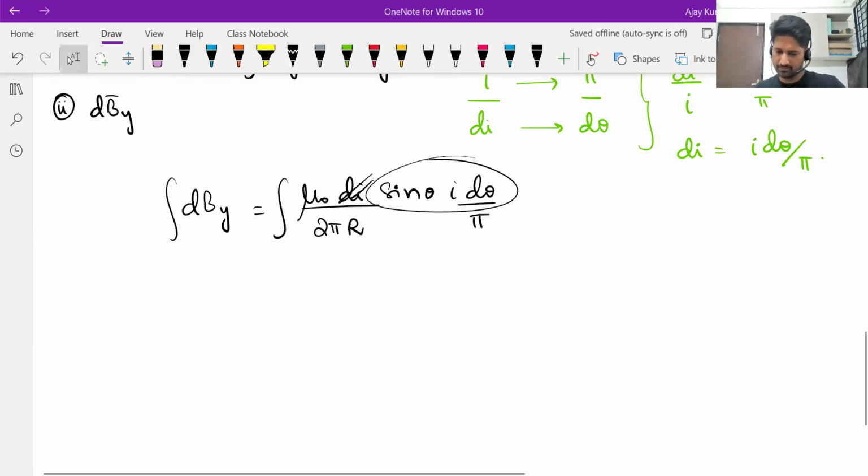Next question. I'll not solve the next question completely, but if you get the picture, if you get the idea, then I think you'll be able to solve it.